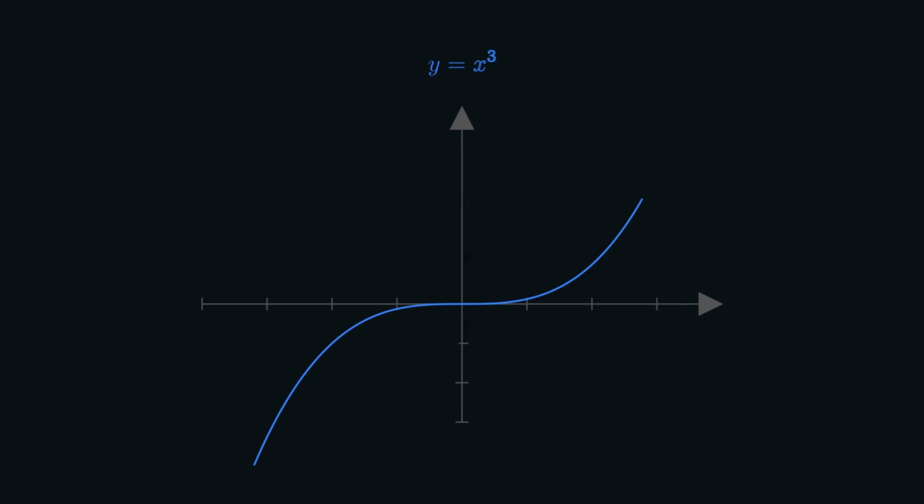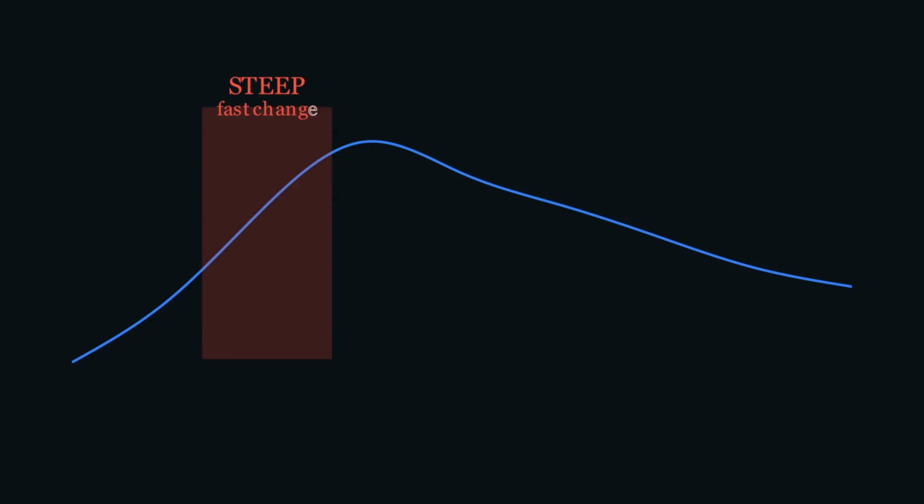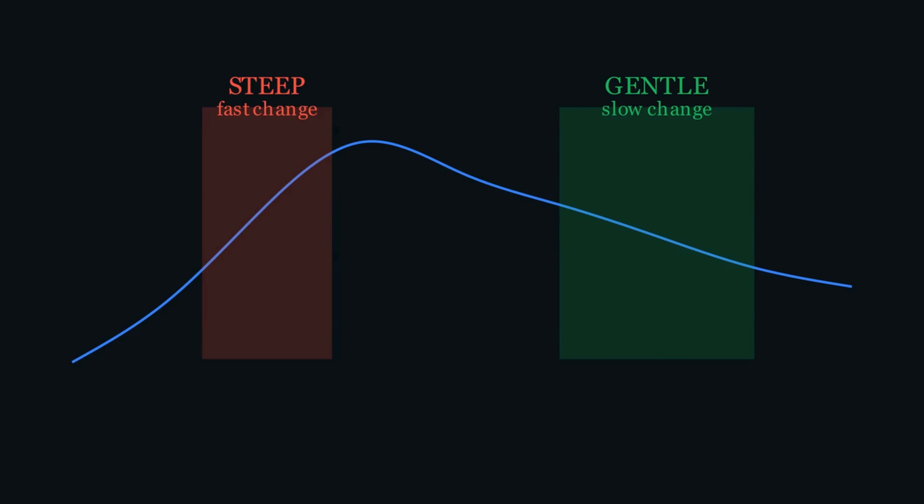Consider a function y equals x cubed. This creates a curve when graphed. The question is, how fast is this function changing at any particular point? Think of riding a bike up a hill. At steep sections, the function is changing fast. At gentle sections, it is changing slowly. The derivative tells us exactly how steep the hill is at any specific point.